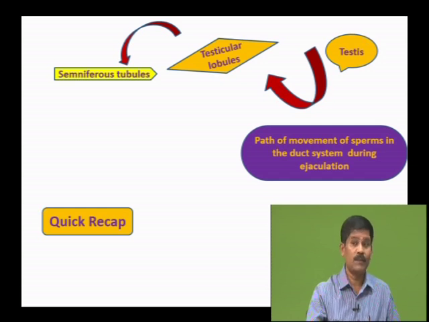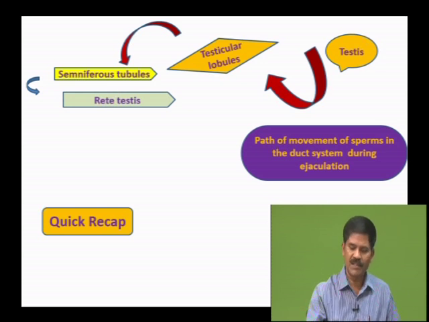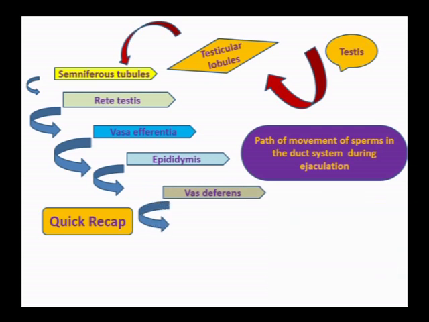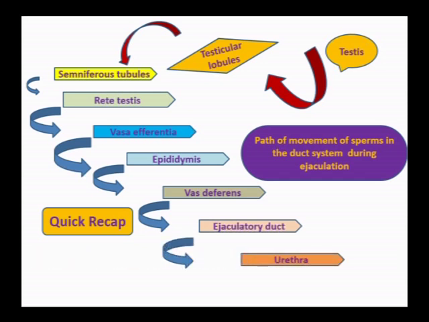So seminiferous tubules of the testis open into a network, which we call the rete testis. Then sperms from the seminiferous tubules enter into the rete testis. From there they enter into the vasa efferentia. From the vasa efferentia it goes to the epididymis. From the epididymis it goes to the vas deferens, and from the vas deferens sperms enter into the ejaculatory duct, which passes through the middle of the urethra and finally opens at the tip of the penis during ejaculation at the time of sexual intercourse. So this is the diagram, a representation showing the path of movement of sperms in the duct system, especially during ejaculation.